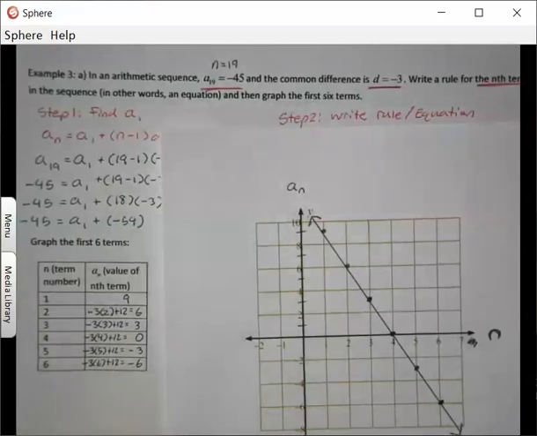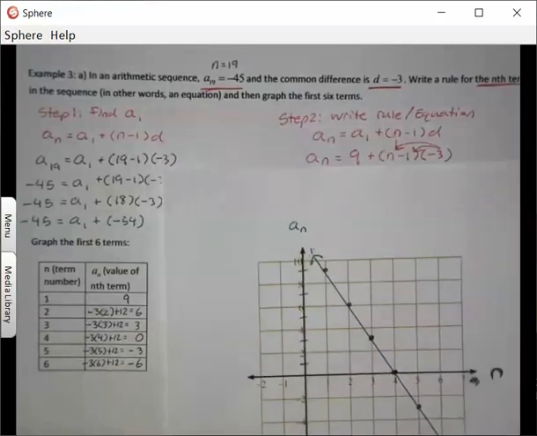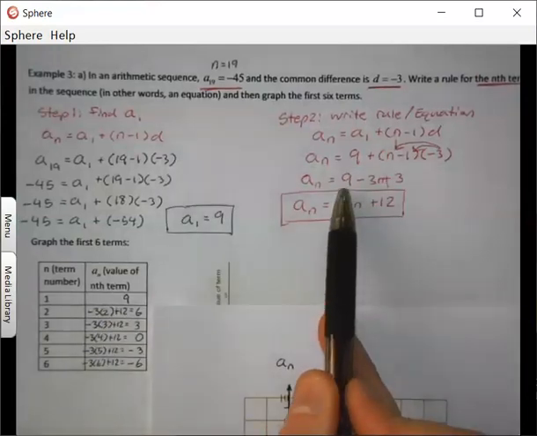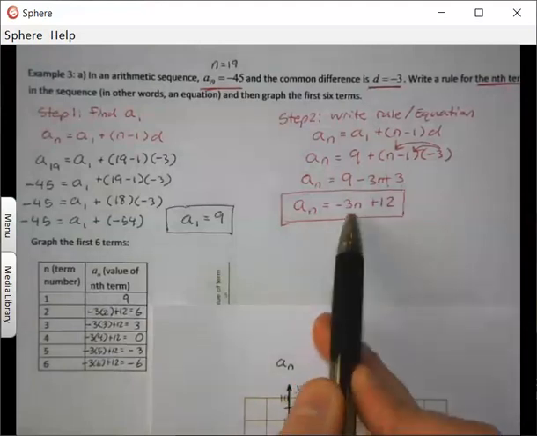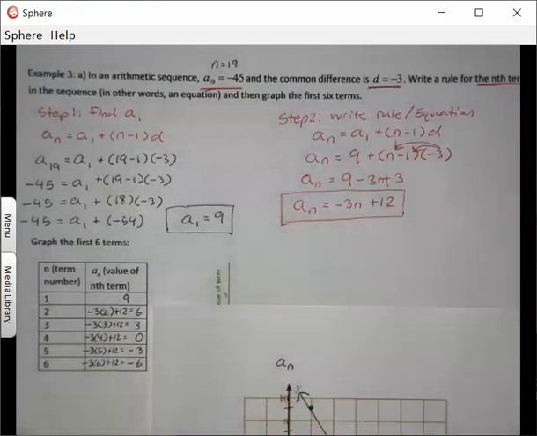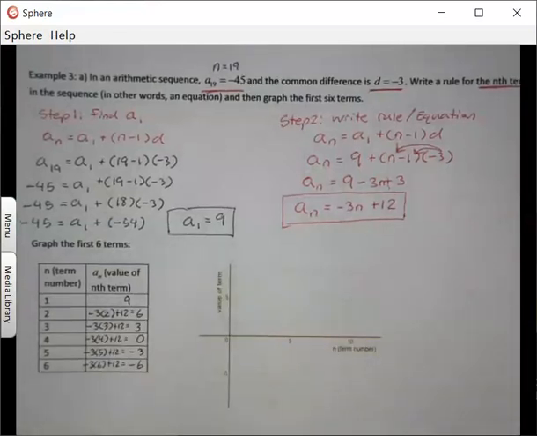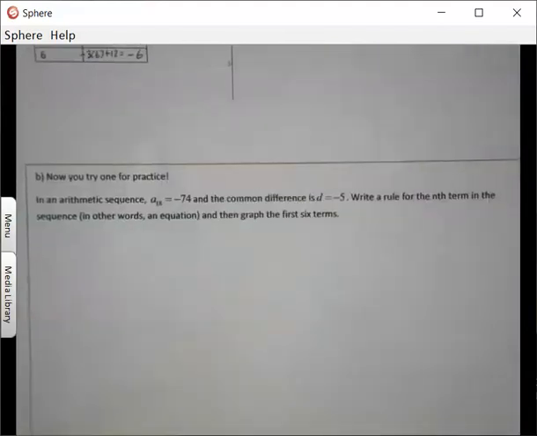Oh, and sorry, I misspoke earlier. Our common difference is not 9. 9 was our first term, our a sub 1. Our common difference was -3, which is also our slope. Okay, now would be a good time to pause and work on the next practice problem.